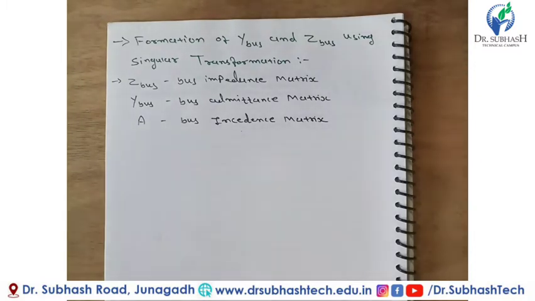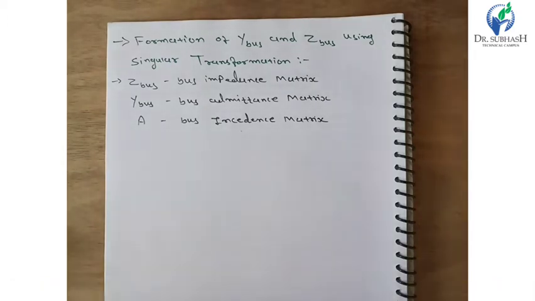In the primitive network, we studied the impedance and admittance forms. We also studied incidence matrices. Incidence matrices are generally divided into five parts. We studied the element-node incidence matrix, bus incidence matrix, branch-path incidence matrix, basic cut-set matrix, basic loop incidence matrix, and many more.